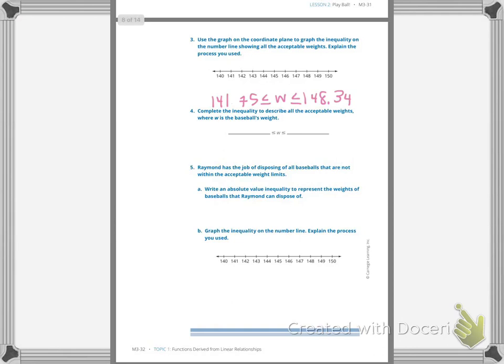So 141.75 and then 148.34. Okay, and then if you want to rewrite it, because this is kind of confusing, if I do the split right here, 141.75 less than or equal to W.